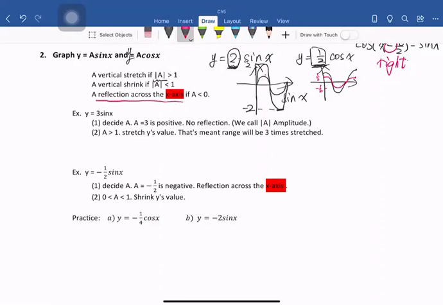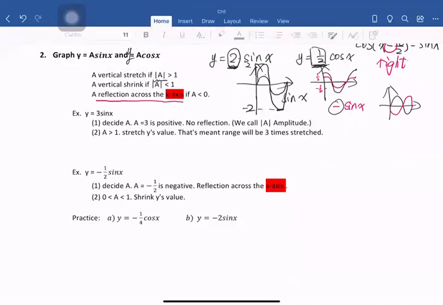Reflection across the x-axis if I have negative sine x. So the original sine x is like this. The negative sine x becomes this. I need to flip it along the x-axis, or I say a reflection across the x-axis.